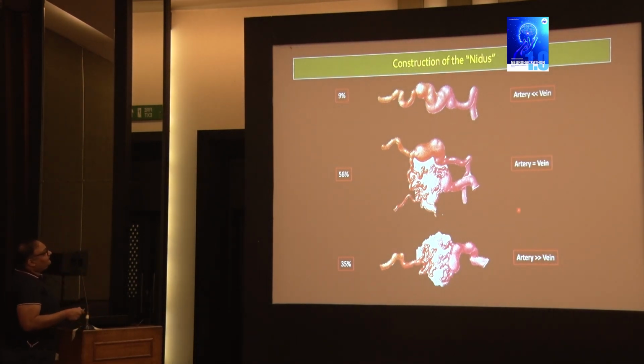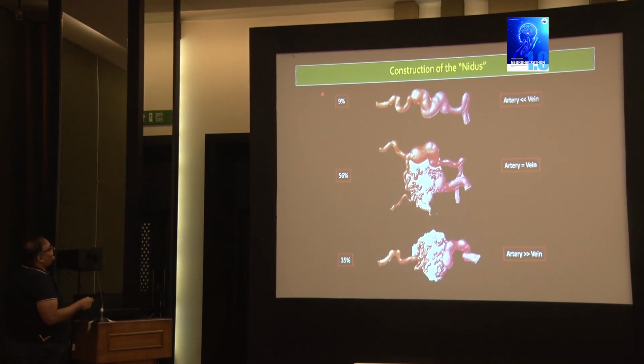Another interesting thing that we have noted when we reviewed our material is that now we have crossed the stage of catheterization. We have reached a particular position with the catheter of our choice. Now is the time to select the embolic material. So what kind of embolic material would I select for a particular AVM?